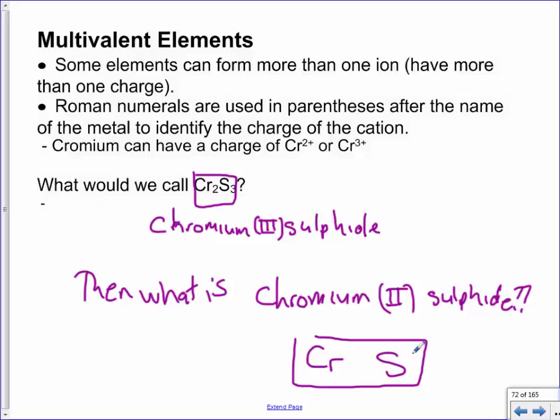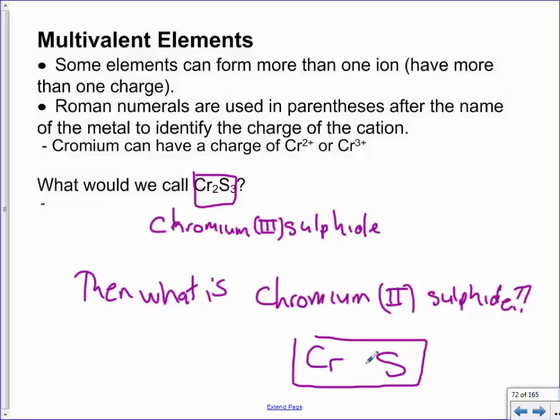Is this compound here, though, the same as that one? No. In fact, they're often very different. Sometimes this compound could be a liquid that's blue, and this compound here could be a gas that's brown. And the only difference between the two words, one is chromium(III) sulfide, one is chromium(II) sulfide. Does that make sense? So those guys are really tricky because you've got to watch out for those Roman numerals.